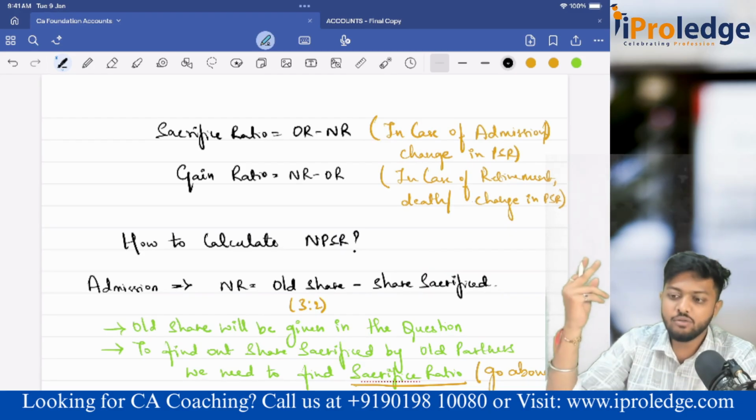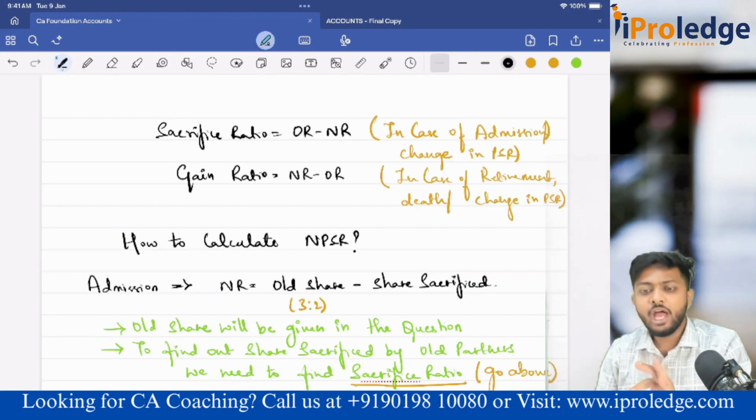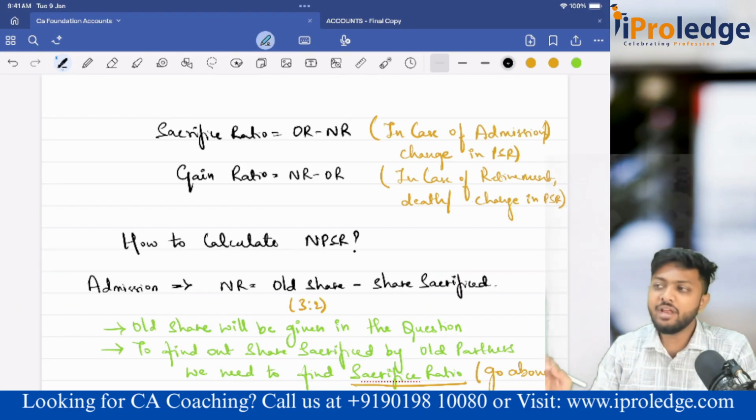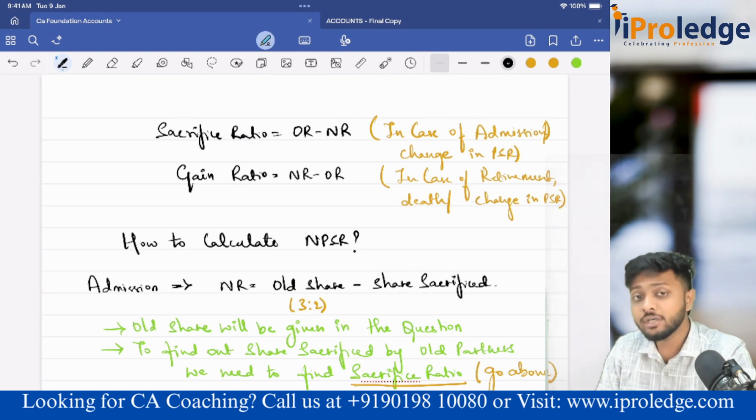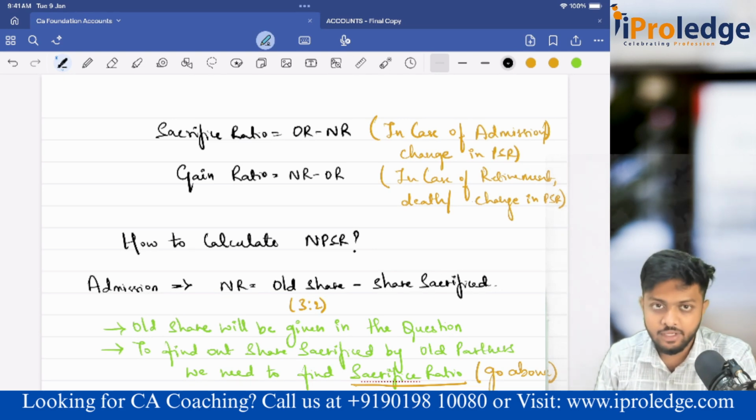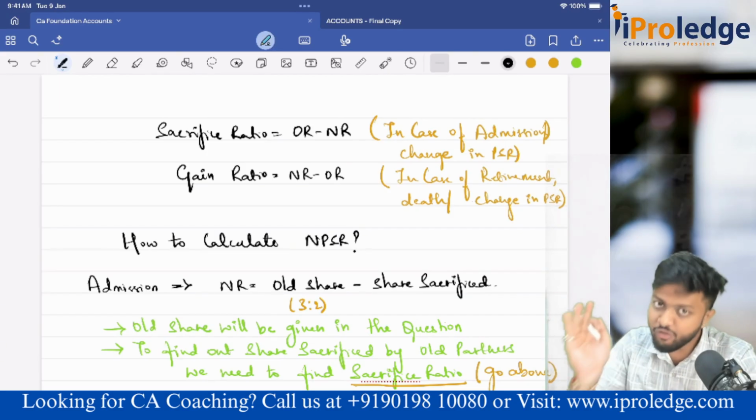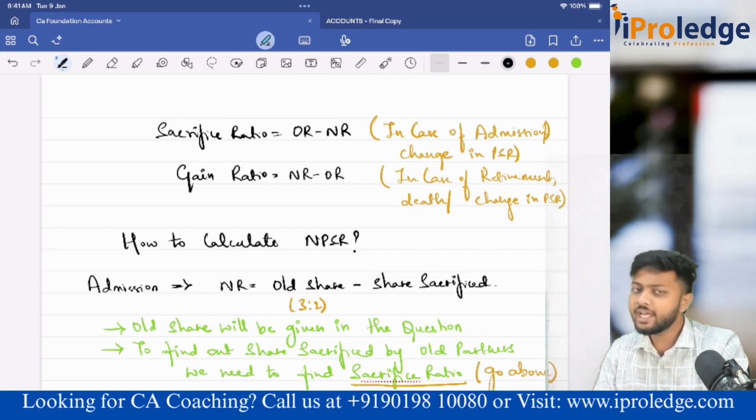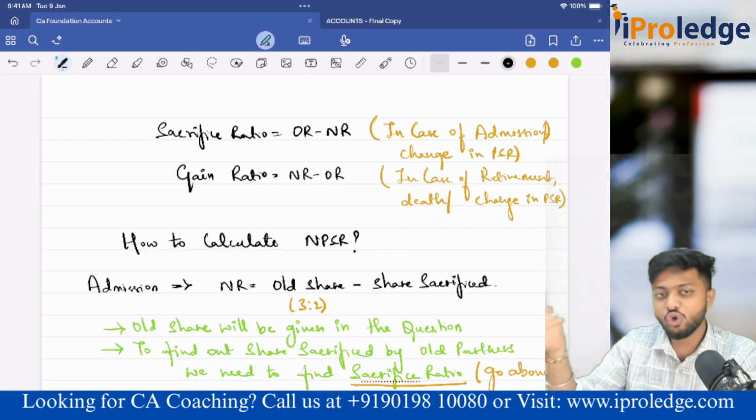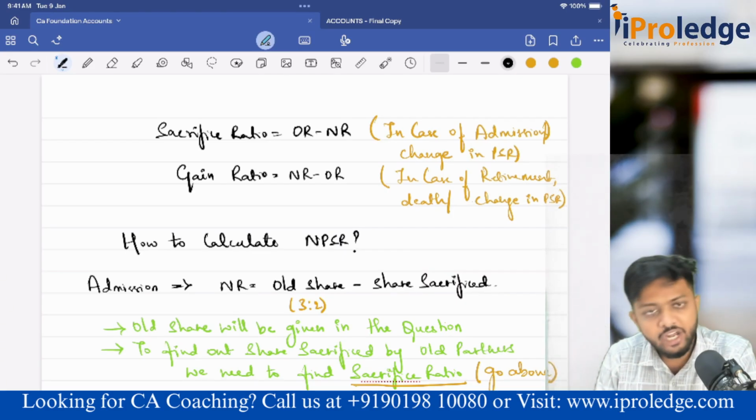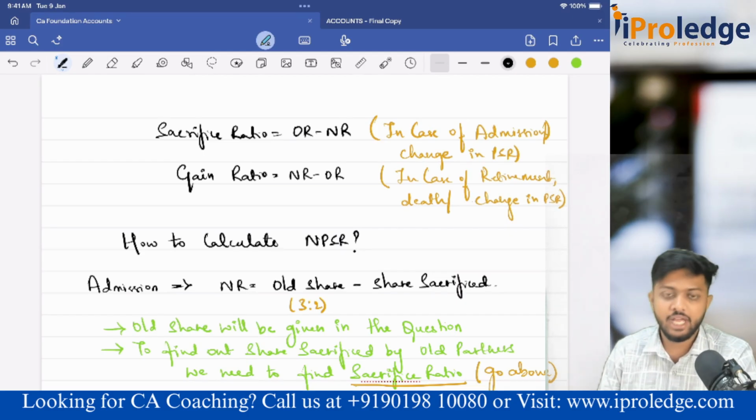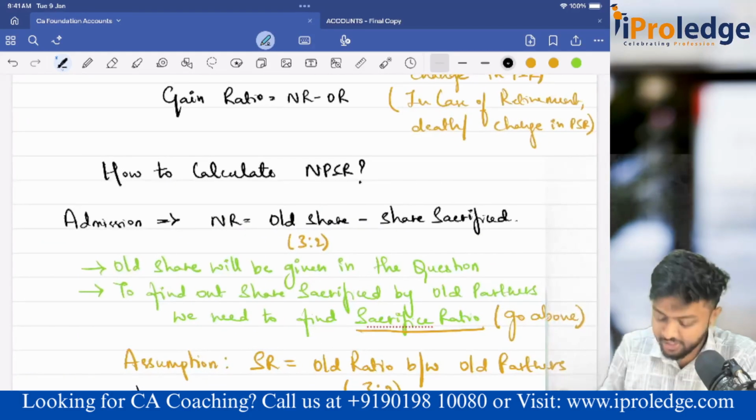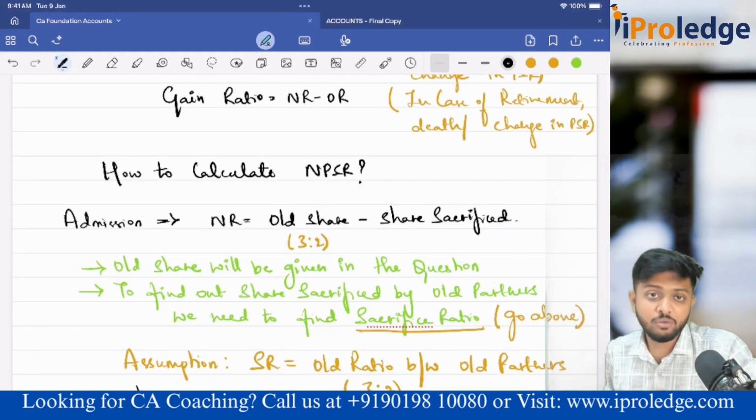Then gain ratio. Gain ratio is the opposite of sacrifice ratio. New ratio, that is ratio after retirement, minus old ratio, that is ratio before retirement or death. So new ratio is the ratio after retirement or death and old ratio is the ratio before retirement or death. New ratio minus old ratio, you will get gain ratio, and old ratio minus new ratio, you will get sacrifice ratio. And you also know now when to calculate sacrifice ratio and when to calculate gain ratio. Clear? Done.